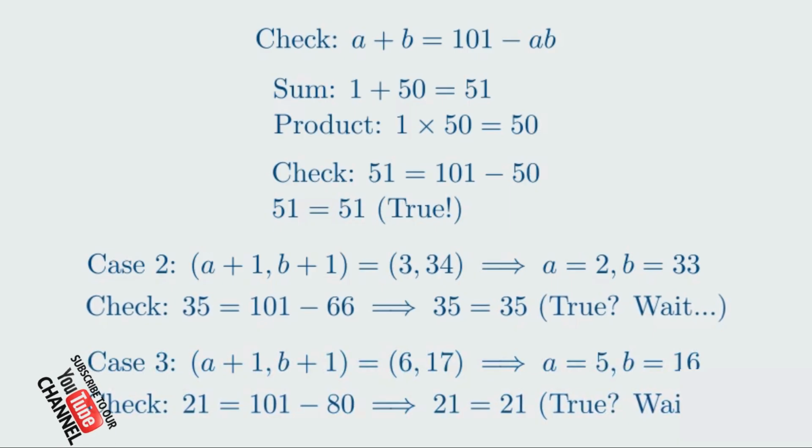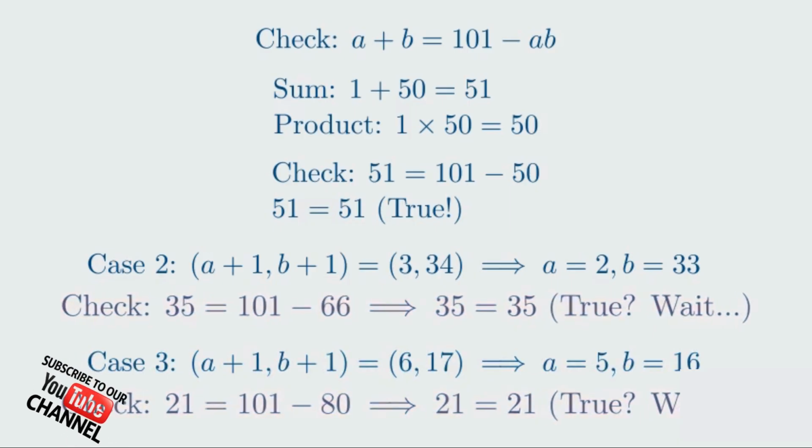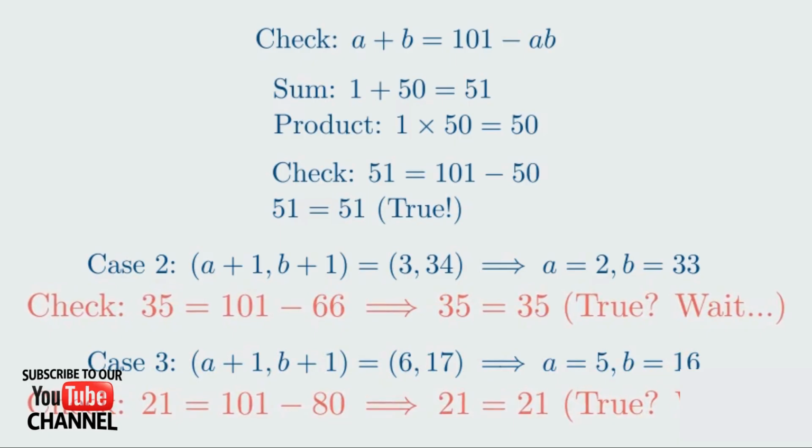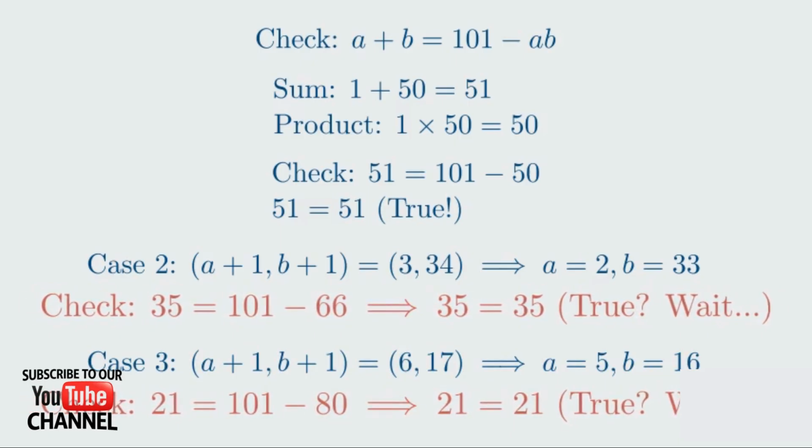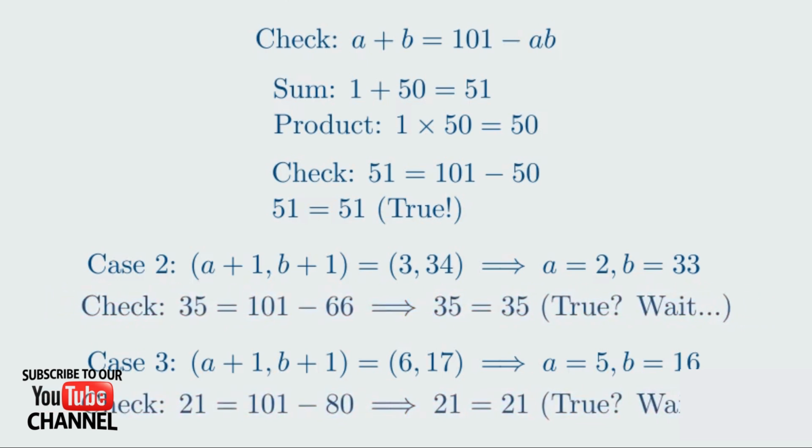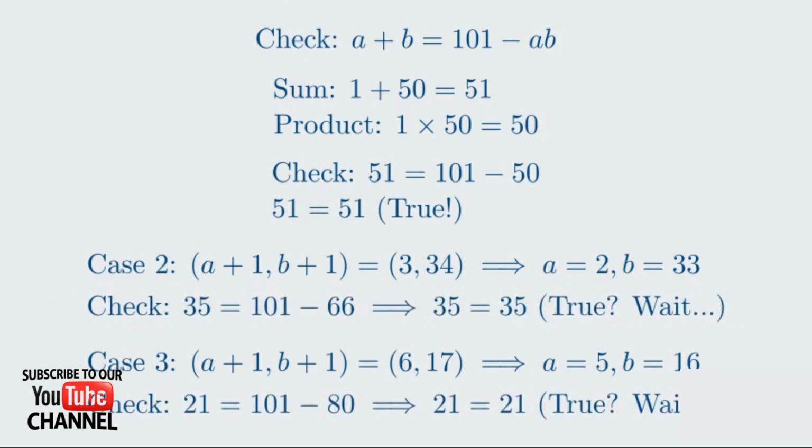I seem to have made a mistake. Let's re-examine this. In fact, all three cases satisfy the condition a plus b equals 101 minus ab. This means there's a different constraint we missed. Let's correct this in the next scene. My apologies for the confusion in the last scene. It's a great example of why we must always be careful and check all our conditions.